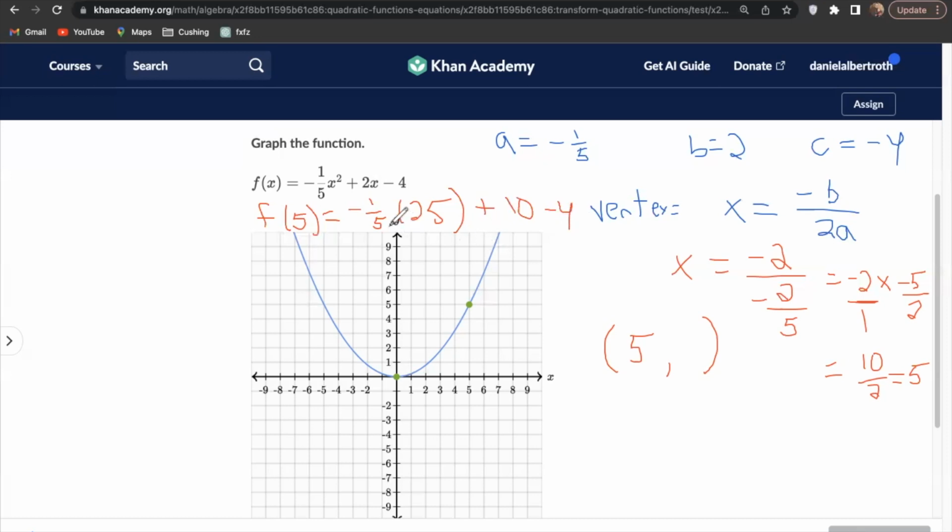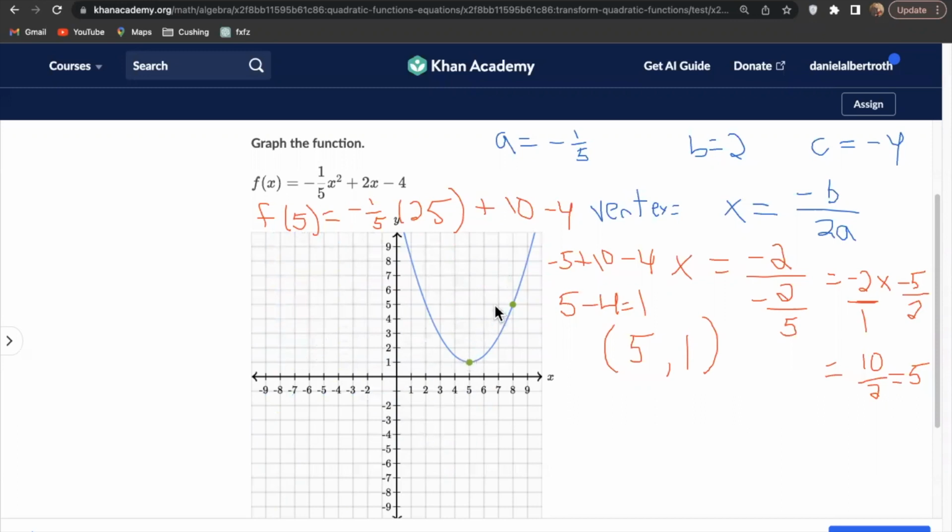So for the y value, what's a fifth of 25? That's 5, and it's going to be negative. So it's -5 plus the 10 minus the 4. -5 plus 10 is 5, minus 4. That was a lot of math to get 1. So the vertex is at 5, 1. The vertex is either the top or bottom of our graph, depending on which way it's facing, but 5, 1 is where the vertex is going to be. X is 5, y is 1.